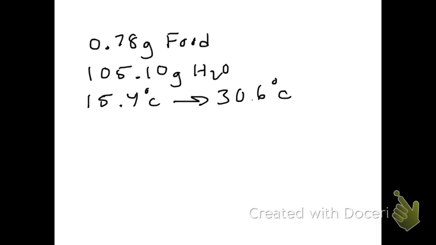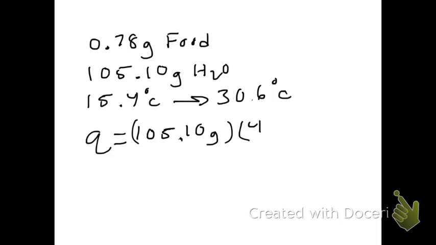Okay? Now, what we're going to calculate is Q of the water here. And if you remember, Q of the water is going to equal the mass of the water, which is 105.10 grams. And we're going to multiply this by the specific heat of water, which is 4.18 joules per gram degrees C. And we're going to multiply that by the change in temperature, which is 15.2.